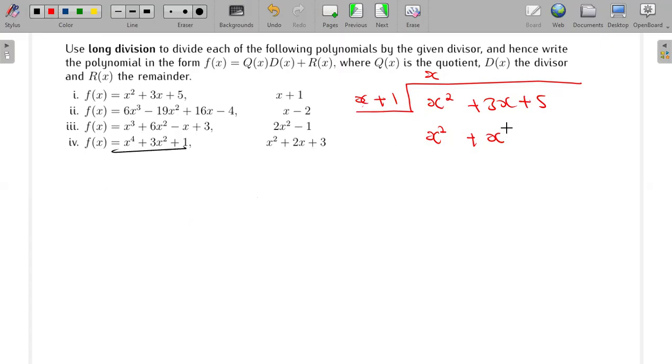So here we've gotten this answer. Next thing, you subtract. Just those easy things. Subtract. So when you subtract here, what are you going to get? You subtract the first one here, x squared minus x squared gives you 0. Then 3x minus x gives you just 2x.